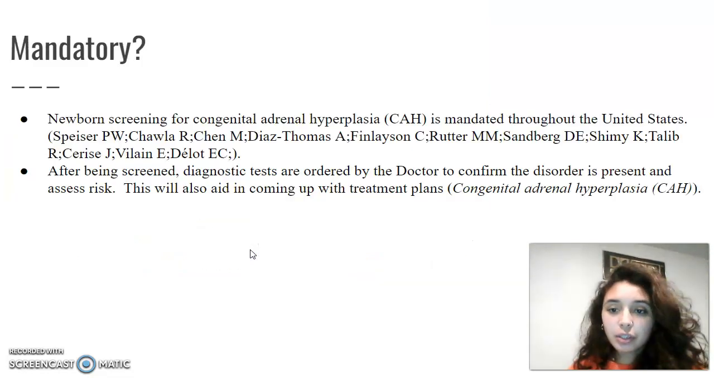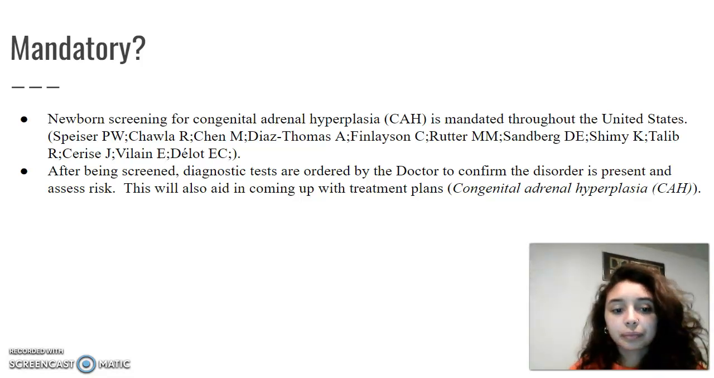Newborn screening in the US is mandatory for congenital adrenal hyperplasia. And then after being screened, of course, tests are done in order to determine the severity and assess the risk.